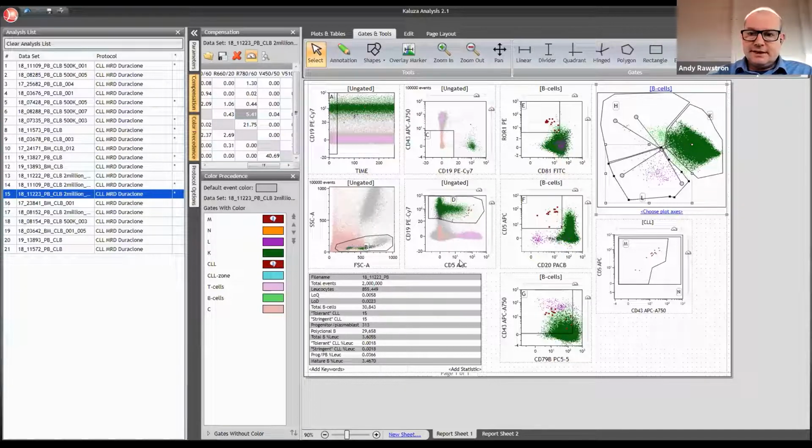CD3, because sometimes you see what look like actually T cells that have managed to get a bit of CD19 attached to them that look a lot like CLL cells. They're not in the doublet zone, they're singlets. And the only way you can really tell that they're not CLL is by looking at co-expression of CD3, or actually primarily expression of CD3.